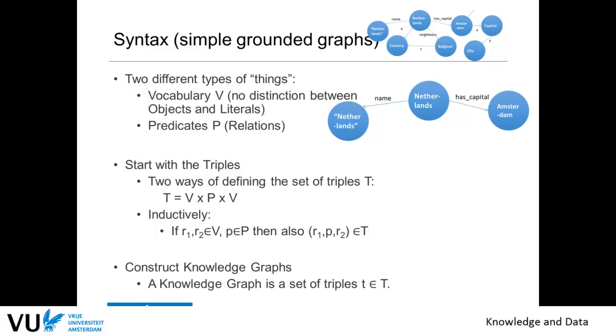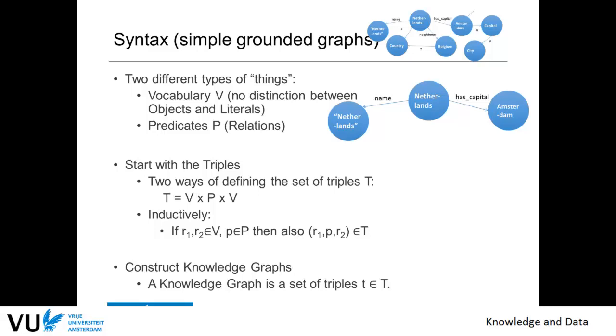The second type of things that we talk about is properties, predicates, relations between objects. So we basically have a vocabulary that consists of two parts. We have vocabulary V to talk about the concepts, and we have a vocabulary P that talks about the predicates. Then we define triples, and there are two different ways of defining the triples. We can define T as the Cartesian product of V times P times V, which is one way of saying that you need something from the vocabulary V, something from the set of predicates P, and another element of the set V. So basically you get triples from V, from P, and from V.